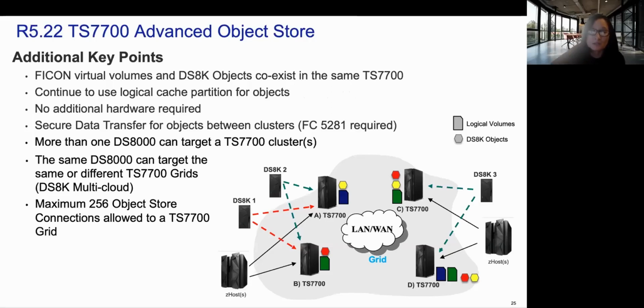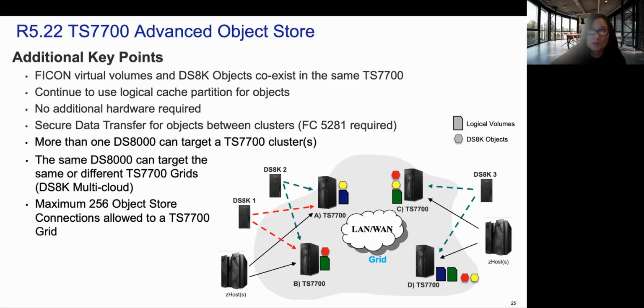So once again, we continue to allow this FICON virtual volume data and this DS8000 object workload to coexist in the same 7700. This provides excellent price points because you don't need any extra large hardware to do this. Actually, there is a small hardware piece that we need to add to your power server to house the new objects, but you don't need a separate cache system or anything like that. We continue again to use the logical cache partitioning like we did before. We still only support one object partition.